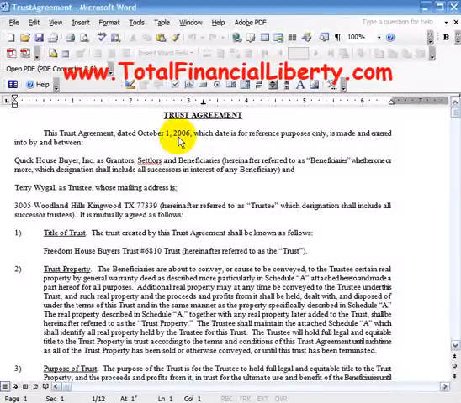TotalFinancialLiberty.com. Today we're going to go over creating a land trust. This is a land trust that we created last year on a house that we bought.